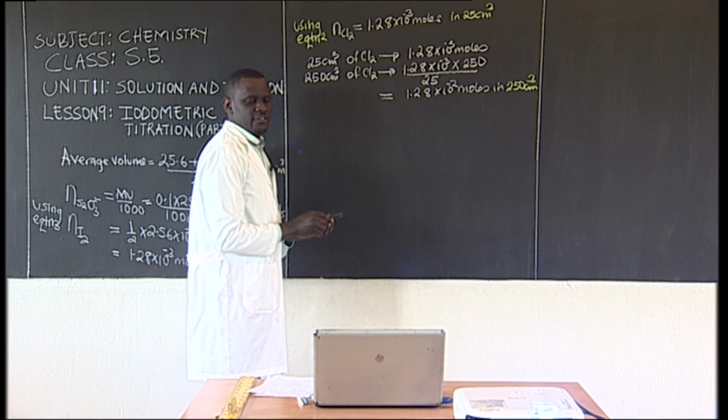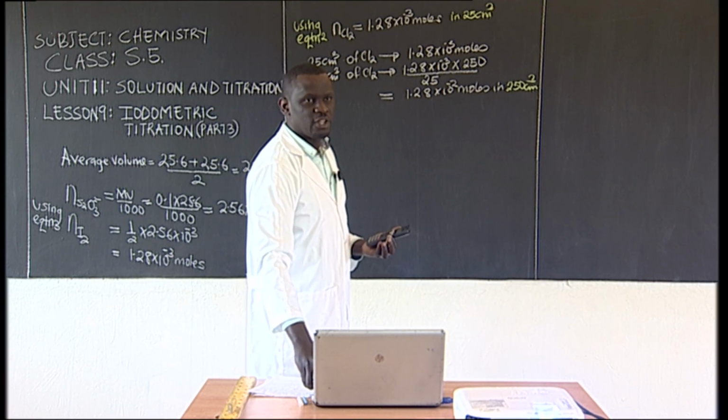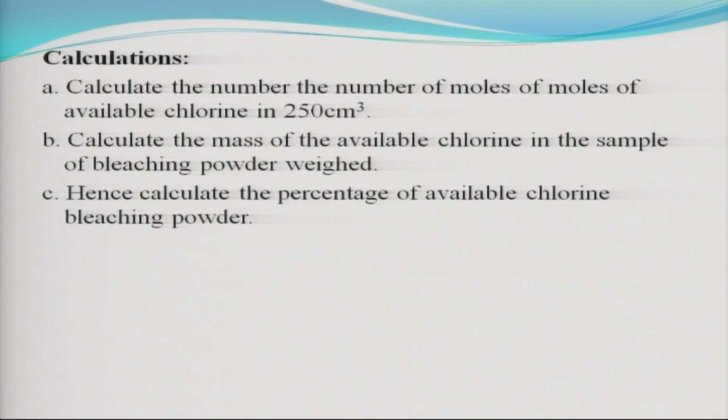So you see what we are having right now? We have our first part of our question, which is the number of moles in 250. So now we are going to calculate the mass of available chlorine. If we have the moles, our mass will equal the number of moles times the molar mass. So the number of moles is 1.28 times 10 to the power negative 2 times the molar mass of chlorine. Chlorine is normally 35, and because there are 2, we multiply times 2. So we are doing part B of our question.